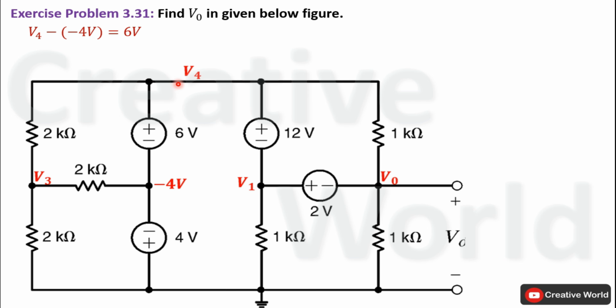And because this node voltage is higher than this node voltage, the direction of current flow between these two nodes will be from this node to this node. And current will enter from the positive terminal of this voltage source.